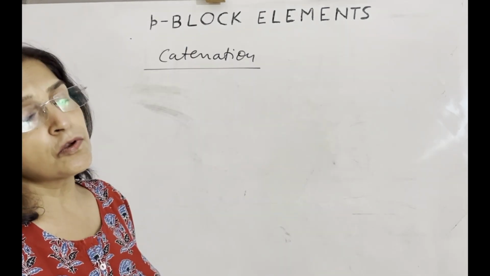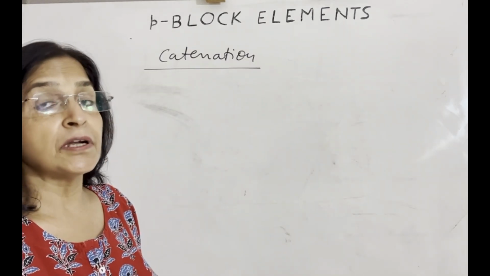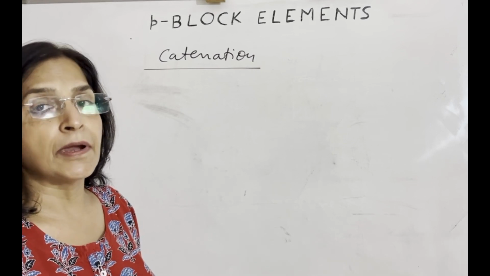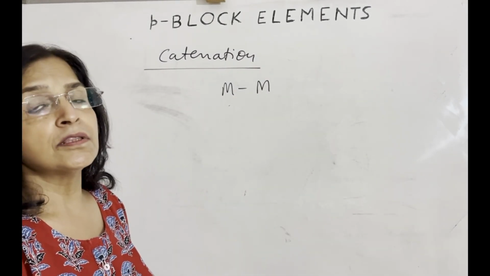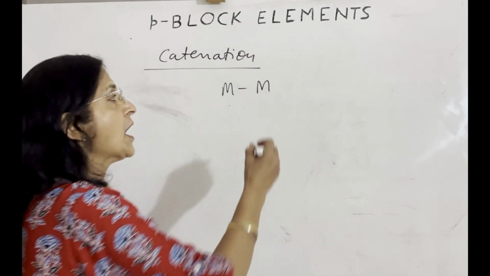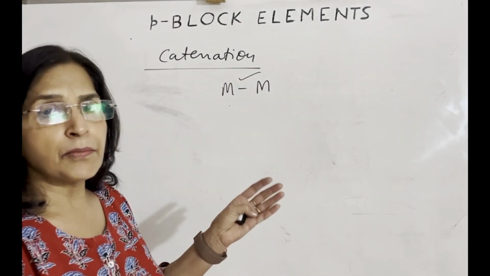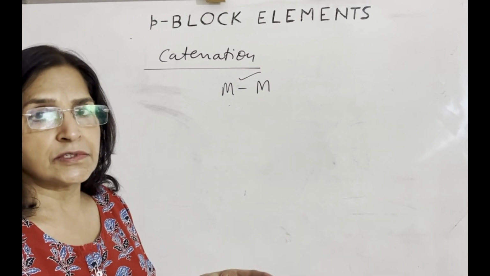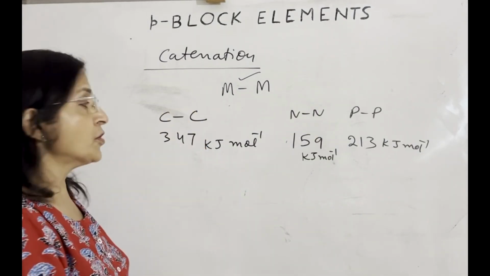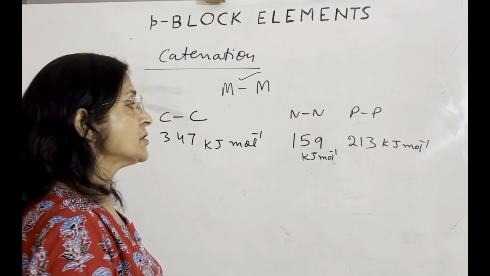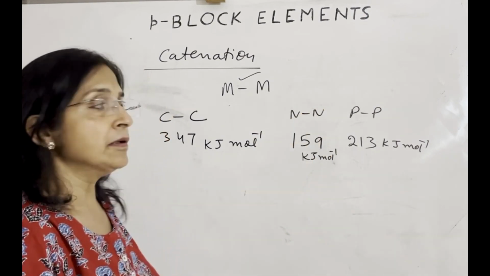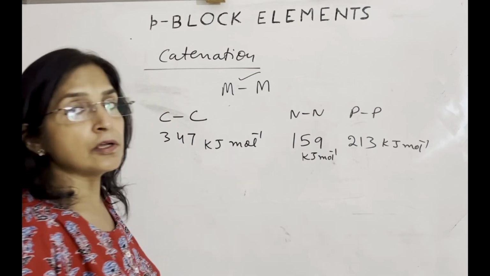The elements of group 15 show catenation, but it is lesser than group 14 elements, because the bond strength of these elements is much lower than the bond strength of group 14 elements. This bond strength means the bond between same atoms. See the bond strength, carbon-carbon bond strength is 347, much higher. Bond strength of nitrogen-nitrogen single covalent bond is 159 and that of phosphorus is 213 kilojoules per mole.